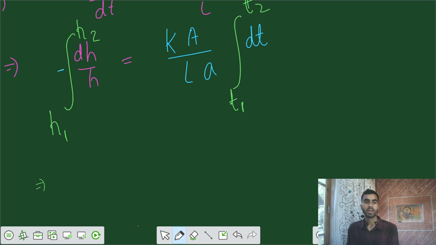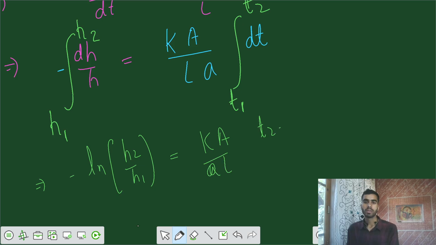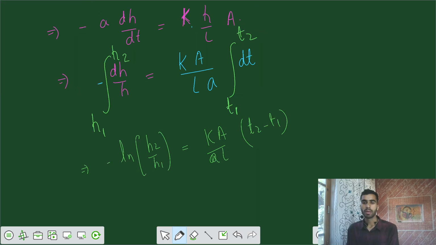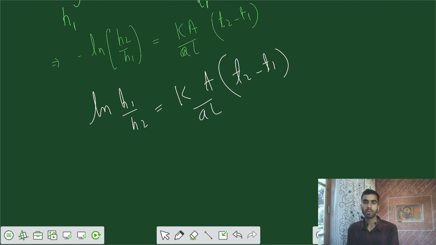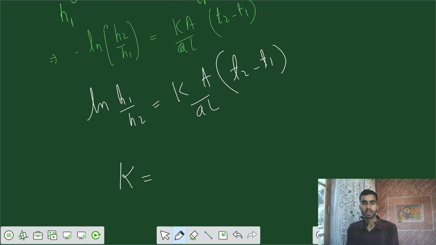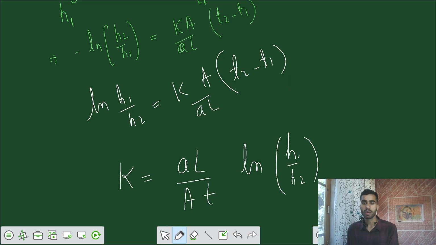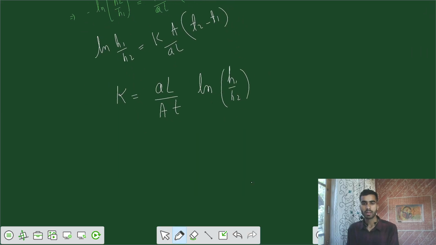Finally, I would write minus ln of h2 by h1 equals k a by a L into time t2 minus t1. Now we can get the value of k. So the value of k would be a L by A t into ln of h1 by h2. So that's the final equation for permeability of that soil.